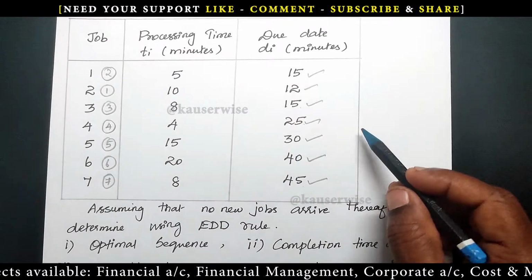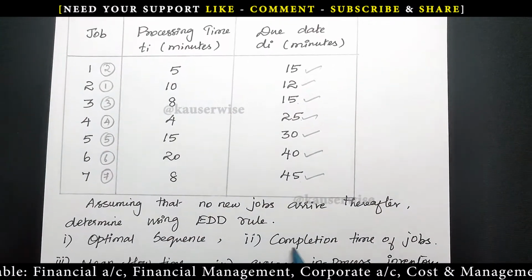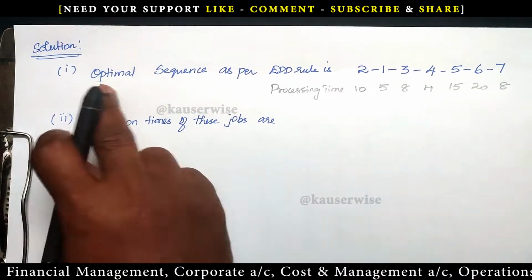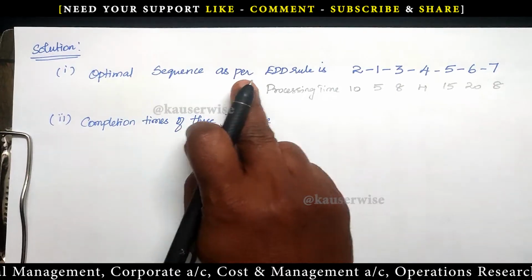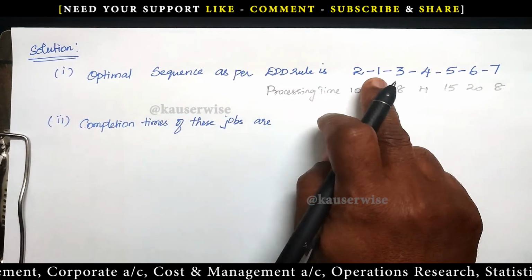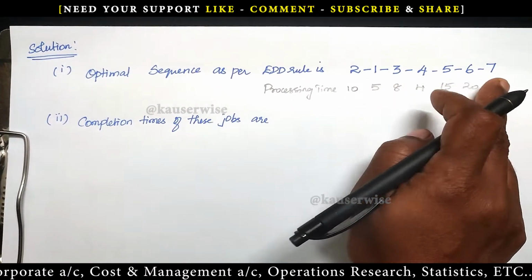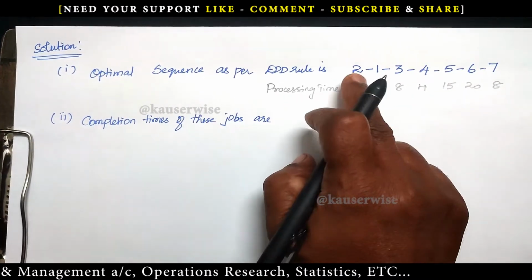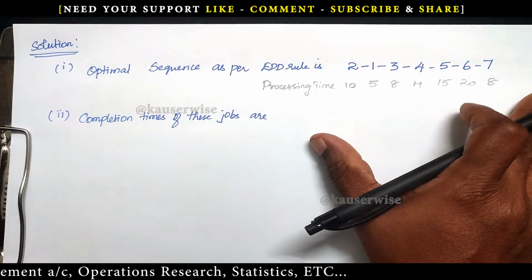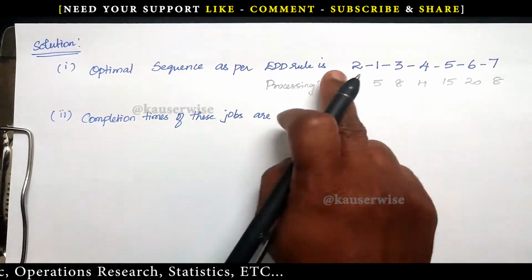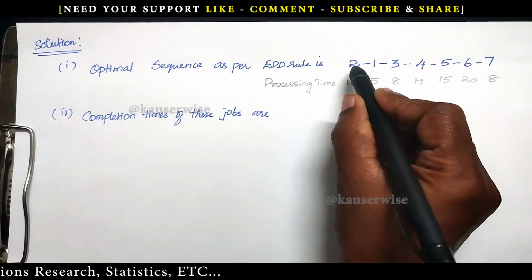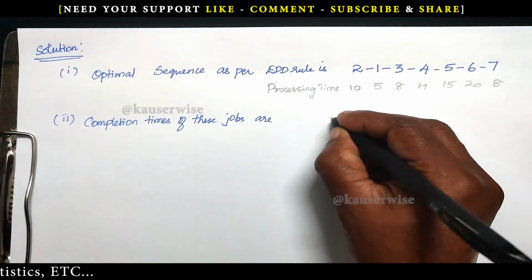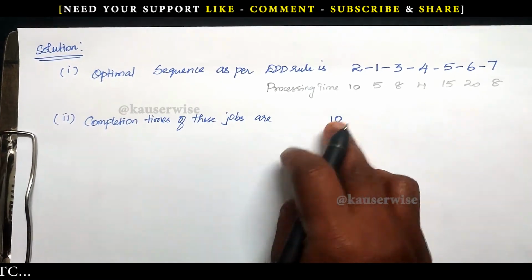Now let us see the second calculation, that is completion time of the jobs. See the solution. We have got the optimal sequence as per EDD rule, that is 2 1 3 4 5 6 7. This is the optimal sequence, and I have written the processing time for the respective jobs. In order to calculate the completion time of these jobs, the first one, job 2, what is the processing duration? 10 minutes. So at the end of the 10th minute, we'll complete the first job.